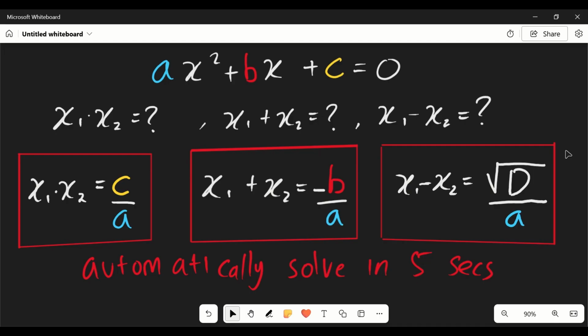What if I told you you don't actually need to solve a quadratic equation to know its roots? You can get the product, the sum, and the difference between the roots in about 5 seconds. Let's see the example.